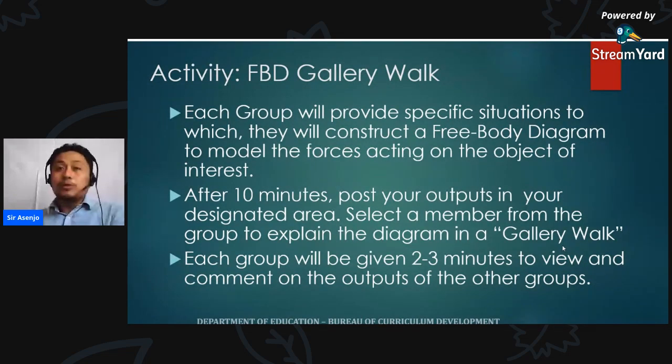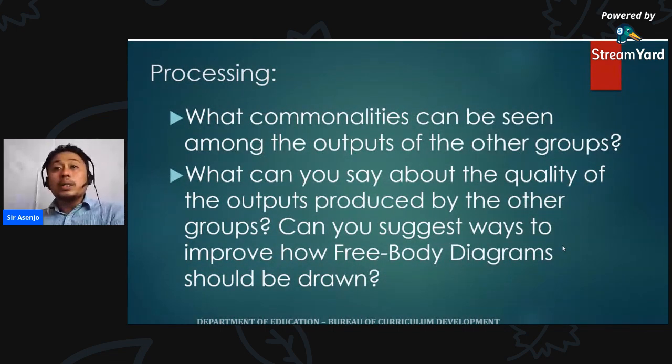After 10 minutes, for the group activity, post your outputs in your designated area. Select a member from the group to explain the diagram in a parallel walk. Each group will be given 2 to 3 minutes to review and comment on the outputs of the other groups. This is for the group activity if you are at school, and you can apply it individually if you are studying online.